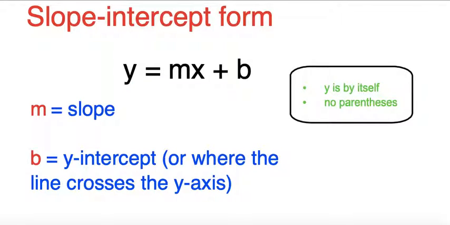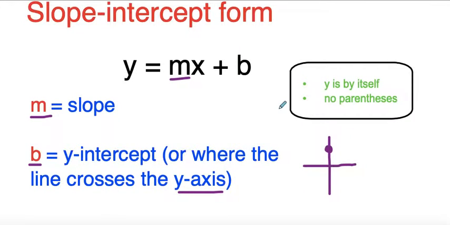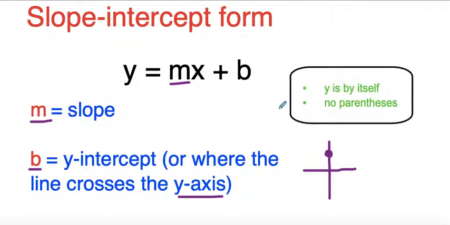Remember that we have m as our slope, and we have b as our y-intercept, or where the line crosses the y-axis. So that point on that line that is right on the y-axis, there's our y-intercept, right? You can think of it in context as the starting point.